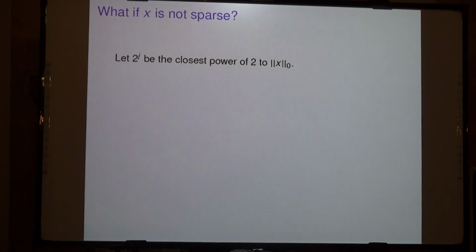So what if x is not 1-sparse? Well, suppose we don't really know the sparsity of x, but suppose we do for a second. So let 2 to the j be the closest power of 2 to the sparsity of x, to the number of non-zeros.